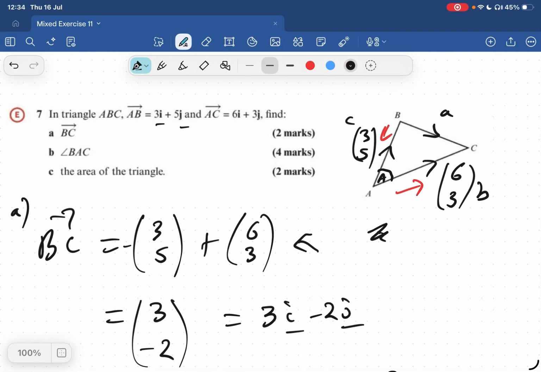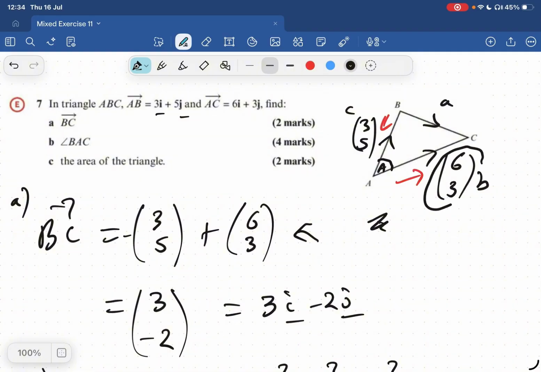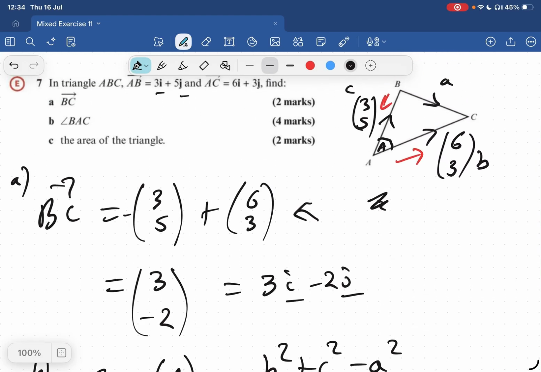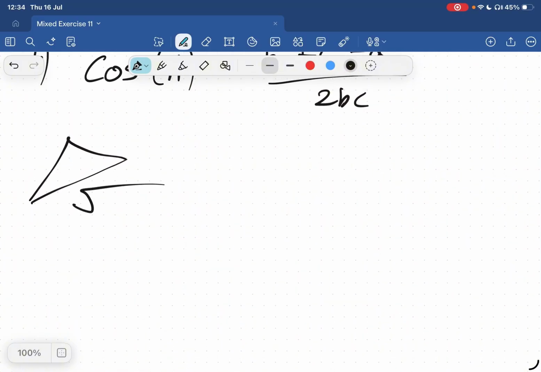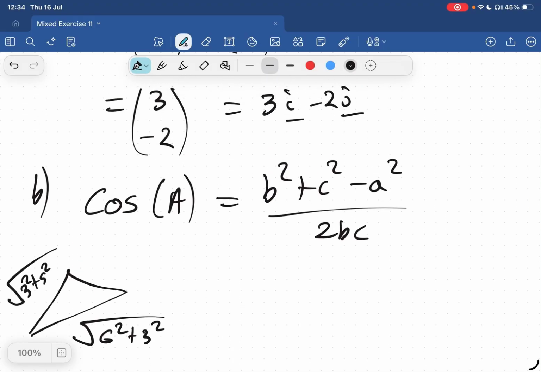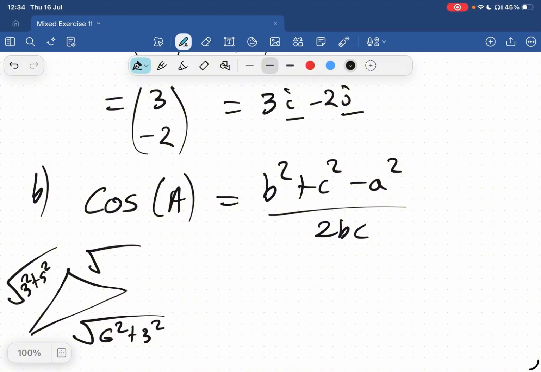Okay, now we've got vectors for these, A to C and B to A, but we don't have their magnitudes. So we need to figure out the magnitude of all these sides. I'm going to draw a little new triangle for that. So we've got the square root of 6 squared plus 3 squared, the square root of 3 squared plus 5 squared, and the square root of 3 squared plus 2 squared.